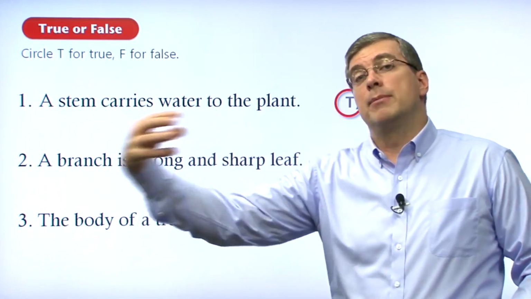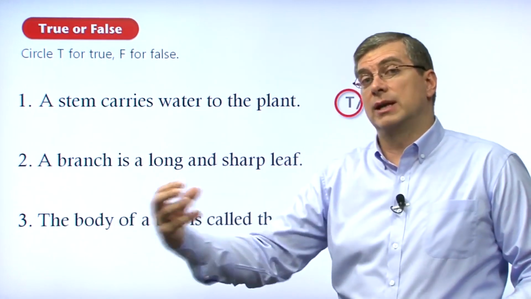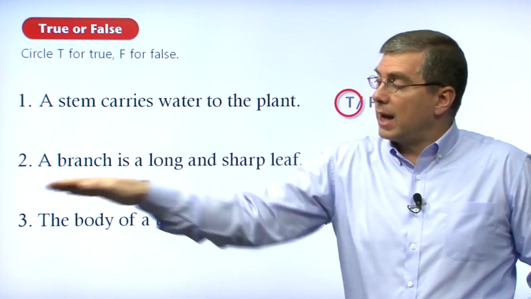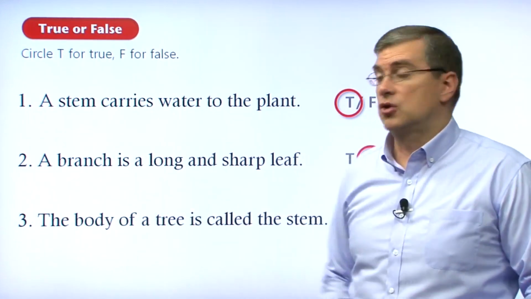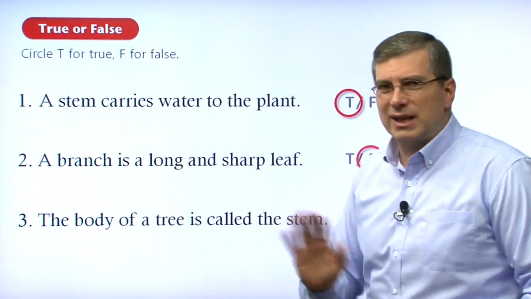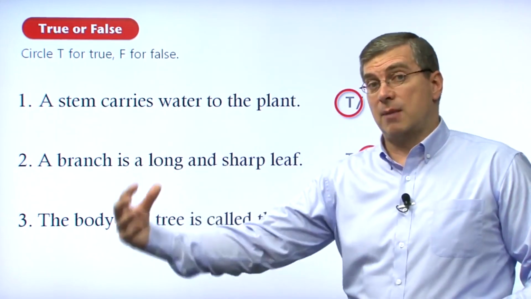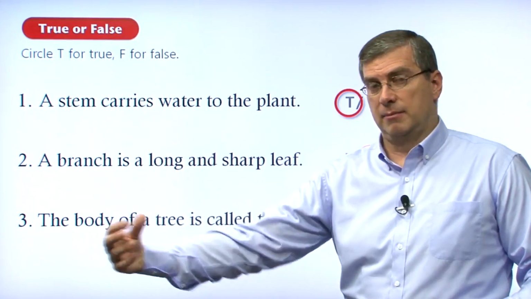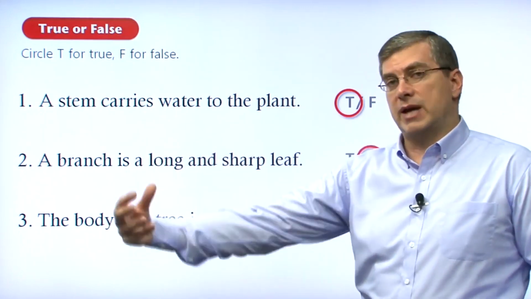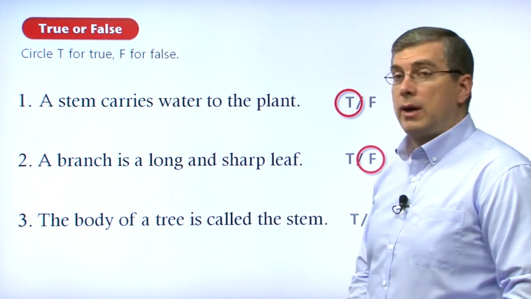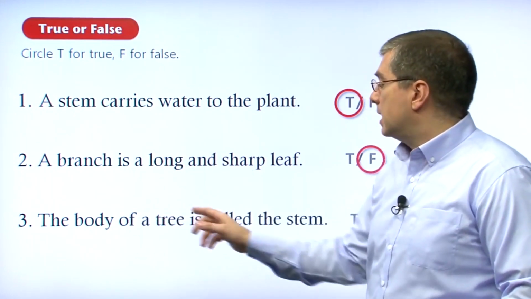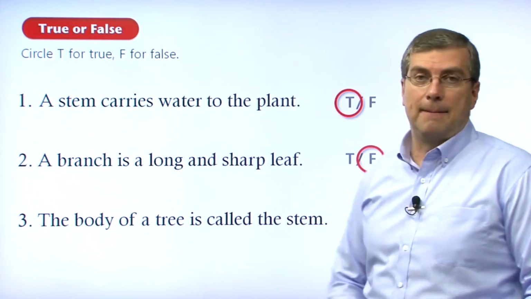Because a branch, remember, is like an arm of a tree. It's part of the stem that comes out. It's part of the wood, actually, that comes off the stem. The branch comes out and it supports many other leaves on the tree. So a branch is not a leaf. It's part of the stem. It's an arm of the plant that comes out and supports more leaves. That is a branch.